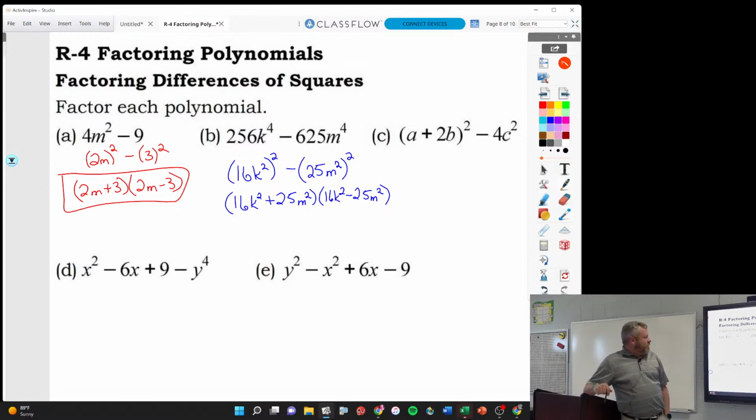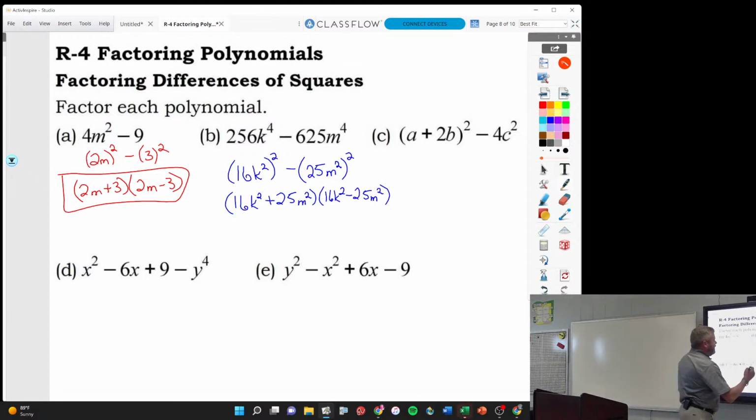Okay? So the first term, 16k squared plus 25m squared. Well, 16k squared is a perfect square, 4k times 4k. 25m squared is a perfect square, 5m times 5m. However, we're adding, so that is a sum of perfect squares. That first piece does not factor, but since I know that I'm using the exact same numbers and the second term is subtracting, I know that second one's going to be a difference of two squares.